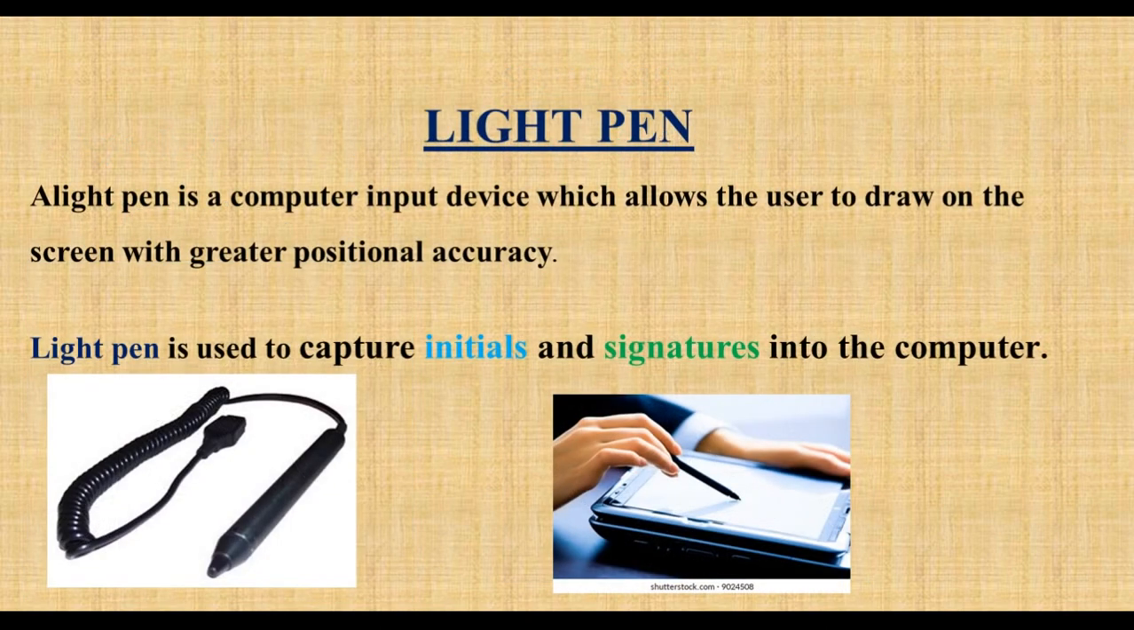We have the light pen. A light pen is a computer input device which allows the user to draw on the screen with greater positional accuracy. These ones are mostly used when there are some initials to be captured in computers, or even signatures, and you want them to be fed into the computer, so you can use it to sign onto certain documents which are still electronic in the computer.